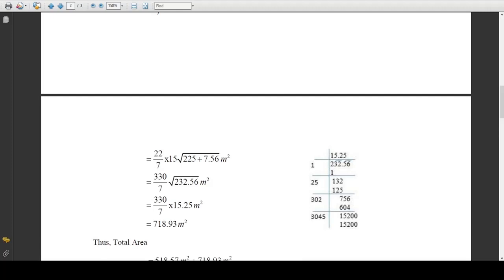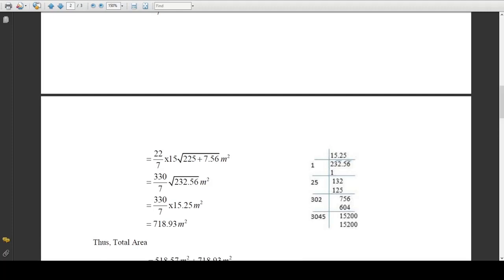5 times 5 is 25, carry 2. 5 times 4 is 20, 20 plus 2 is 22, carry 2. 5 times 0 is 0, it will be 2 again. 5 times 3 is 15. If you go with 5, you will get a little bit bigger than this, but if you go with 4 it will be 4, 3, 1200, isn't it?